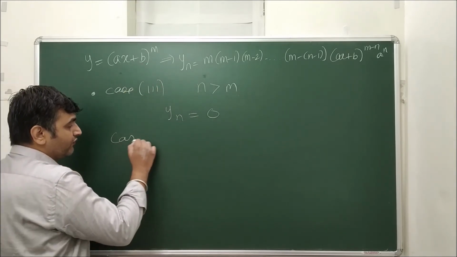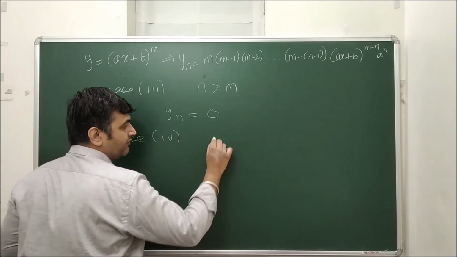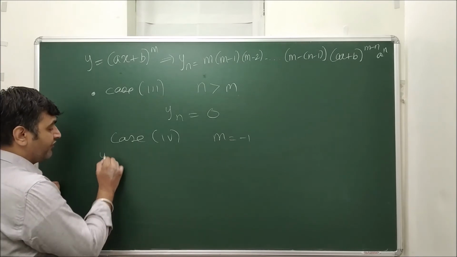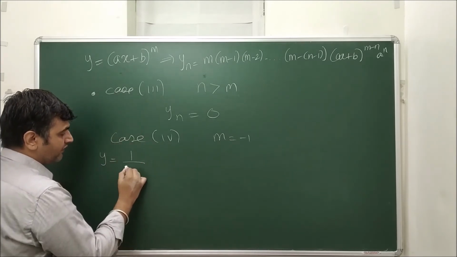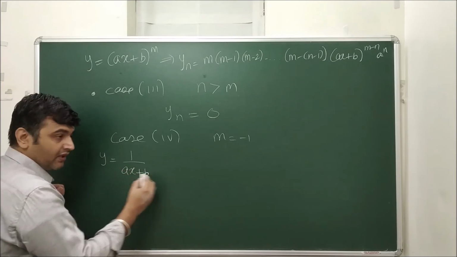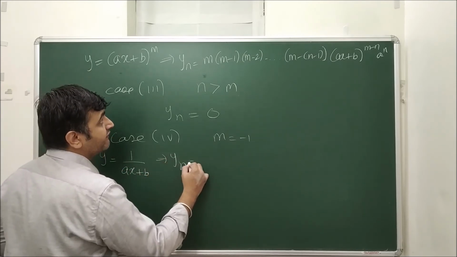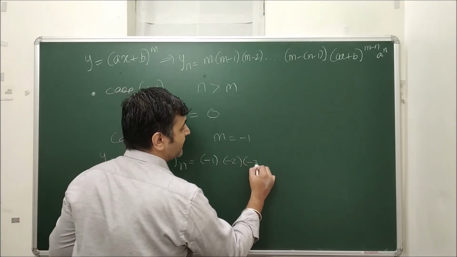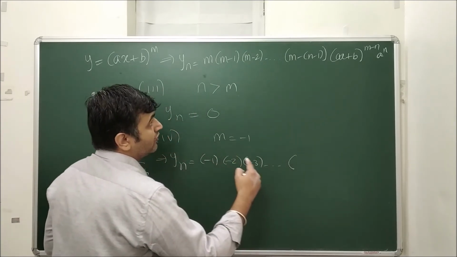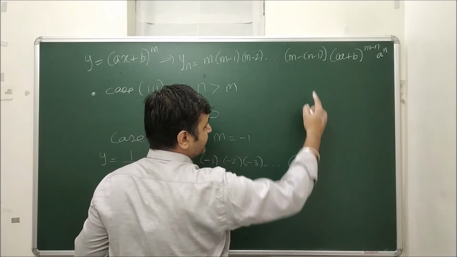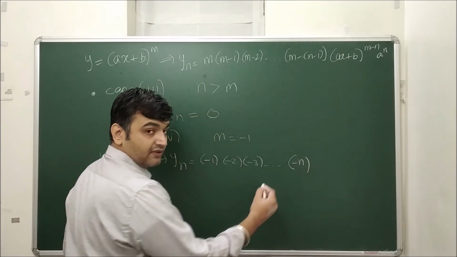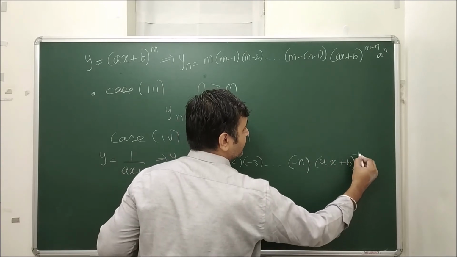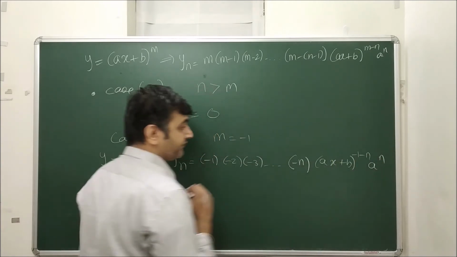Okay, now let's go for case 4. Suppose your m is minus 1. Can you again give me a nice formula? Answer is yes. When your m is minus 1, what is this? 1 upon ax plus b. Then what will be my nth derivative? You replace m by minus 1. So minus 1, minus 2, minus 3, up to minus n. And this is (ax plus b) raised to minus 1 minus n, times a raised to n.